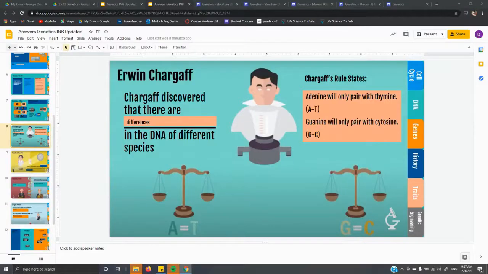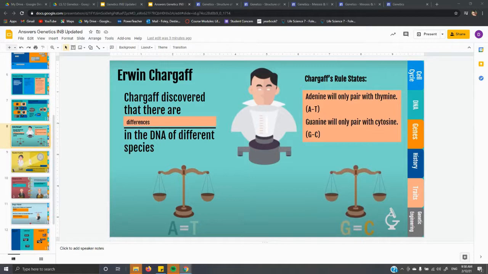For slides 8, 9, 10, and 11, we're going to go over scientists. I'm going to go ahead and start with Aaron Chargaff. Chargaff discovered that there are differences in the DNA of different species. Chargaff's rule states that adenine will only pair with thymine and guanine will only pair with cytosine.